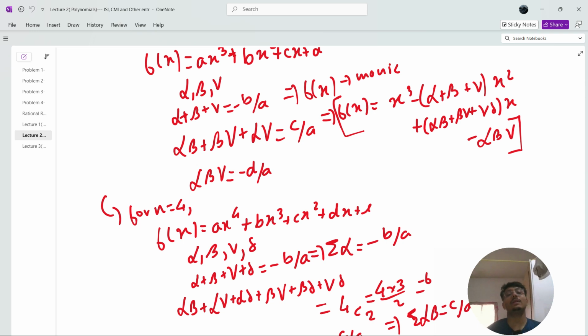The equation found for the cubic one, again, uses the summations and the products. So x cube minus alpha plus beta plus gamma times x square, plus alpha beta plus beta gamma plus gamma alpha times x, minus alpha beta gamma.